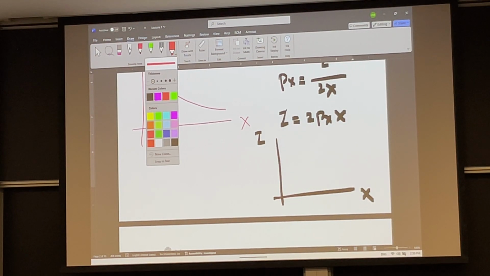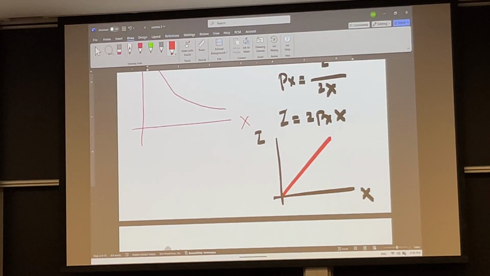It looks like a straight line from the origin with this slope. The income consumption curve for Cobb-Douglas is a straight line from the origin with a slope dependent on the price. Right? Okay. What does a straight line income consumption curve mean in words?